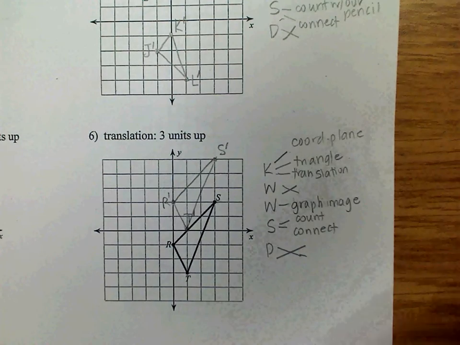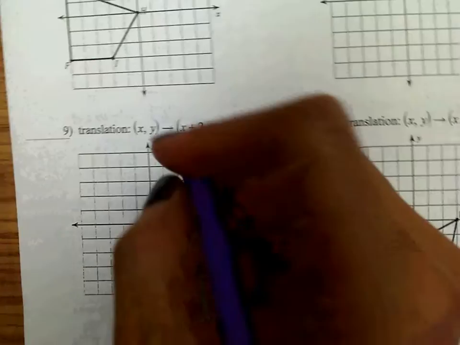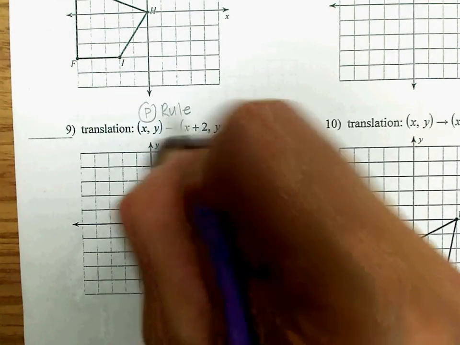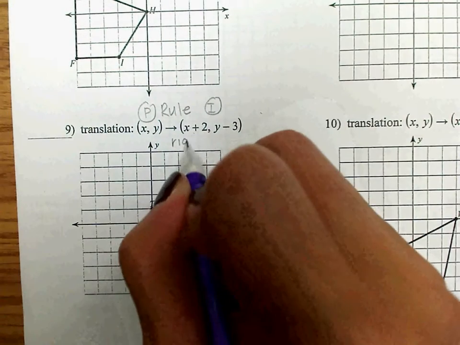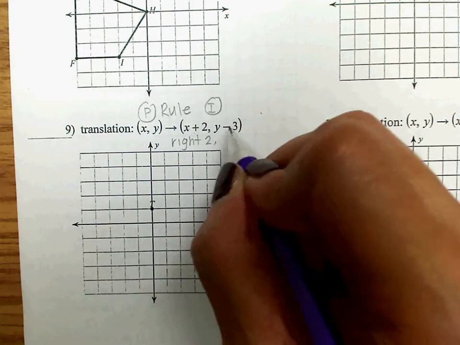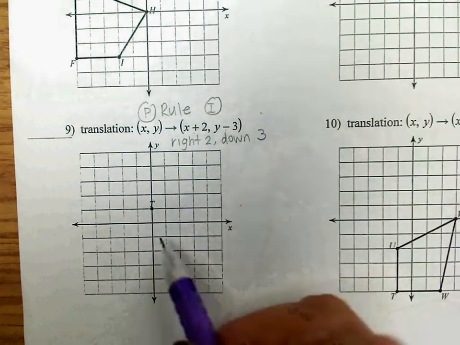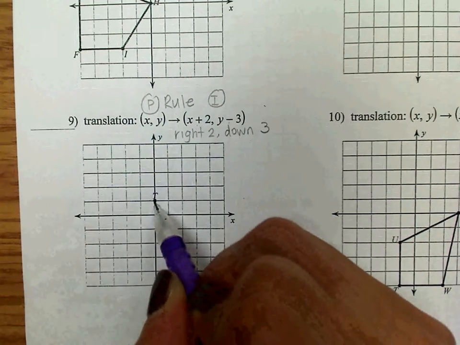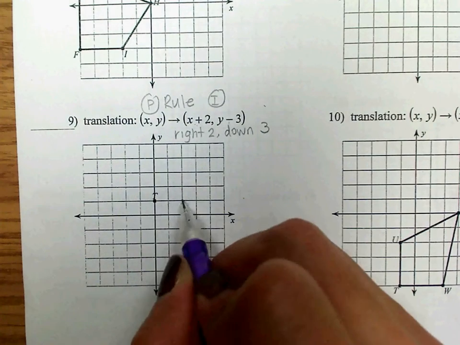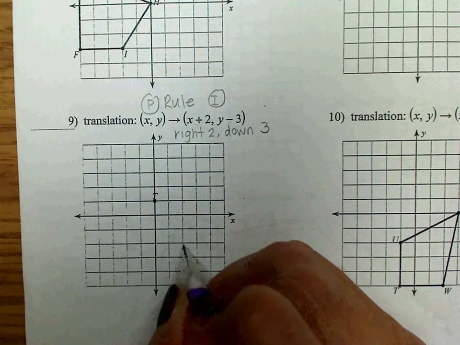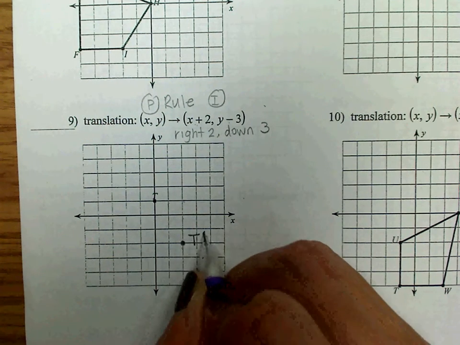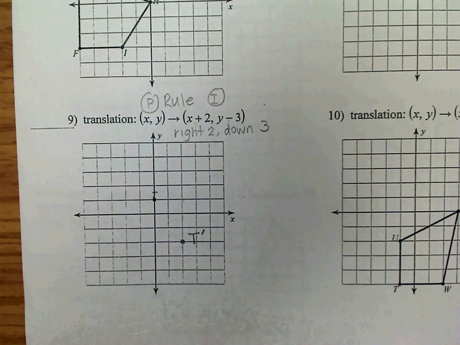All right, now let's go to number 9. Oh, what does that say here? Okay, it's still part of the same directions. Use the graph the image. So here's the translation. Now this is the rule. This is your pre-image and this is your image. Well, what is this telling you to do? The x plus 2 is telling you to go right 2. The y minus 3 is telling you to go down 3. So where is that point? Oh, there it is. Here's my pre-image. So I'm going to go right 2 with it, 1, 2, and then down 3, 1, 2, 3. And since that was the only thing I had to translate, I'm done. And that's it for number 9.